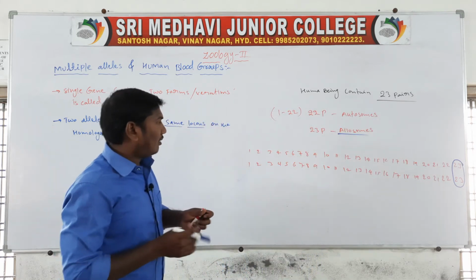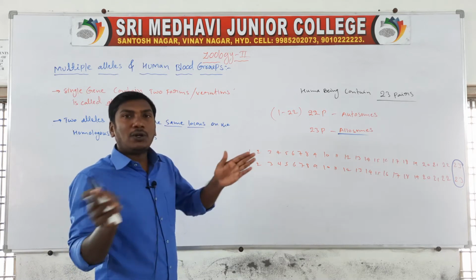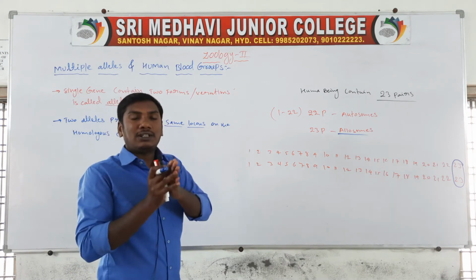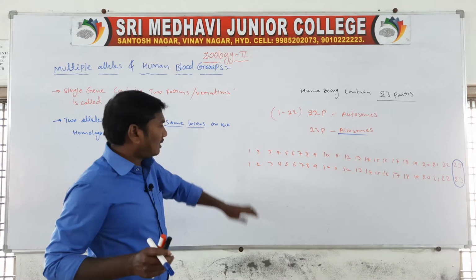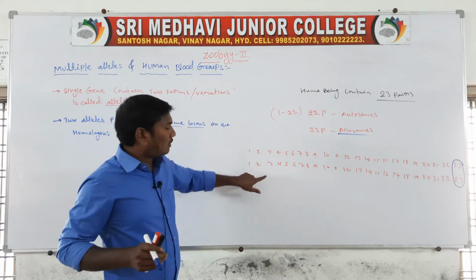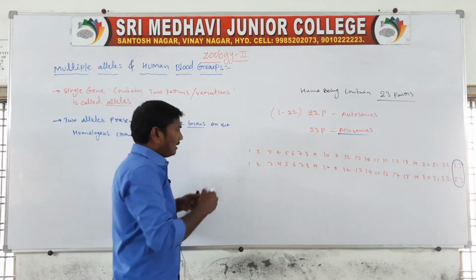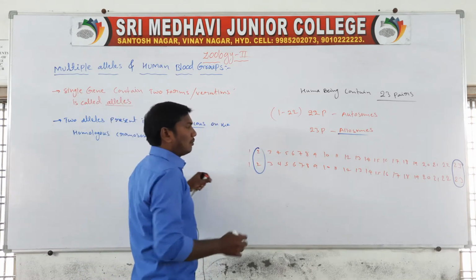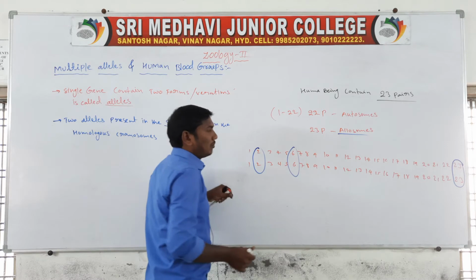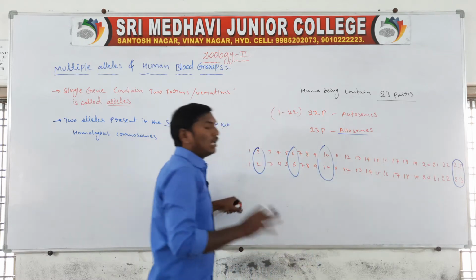Homologous chromosomes means the same type of chromosomes. So here is one chromosome, and here is one line of chromosomes. These are the pairs of chromosomes. These two are homologous chromosomes, and so are these, and these.